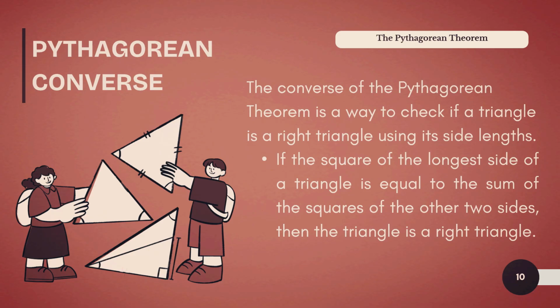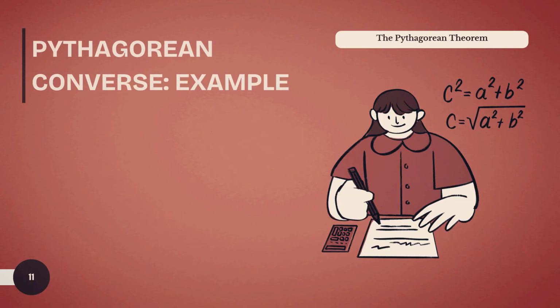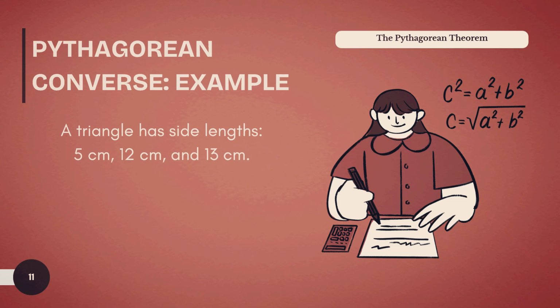In this section, we'll learn how to apply the converse to check triangles and solve problems, making your understanding of right triangles even stronger. Let's see how the Pythagorean converse works with an example. We're given a triangle with side lengths 5 centimeters, 12 centimeters, and 13 centimeters. To check if it is a right triangle, we use the converse formula.